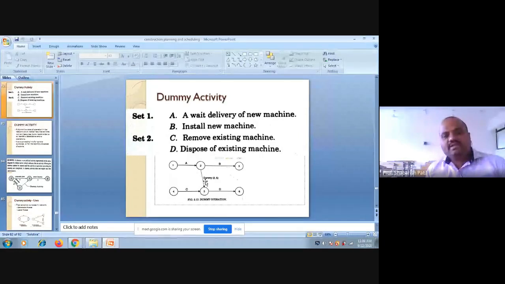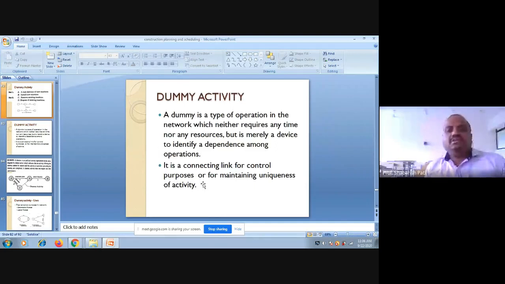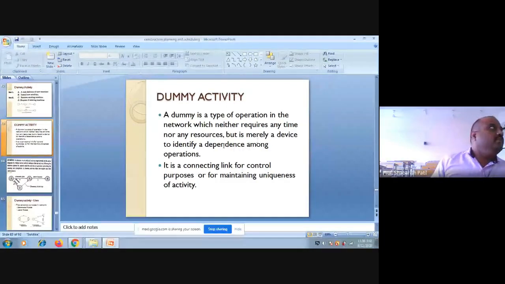So this is a dummy activity between events 2 and 5. This activity will have no time because it doesn't consume time, so there won't be any timing mentioned below the arrow here, and a dummy activity is always represented with a dotted line. A dummy is a type of operation in the network which neither requires any time nor any resources, but is merely a device to identify a dependence among the operations.